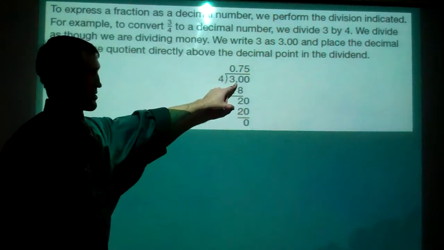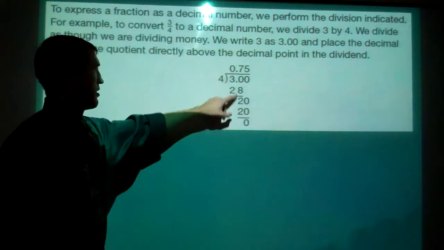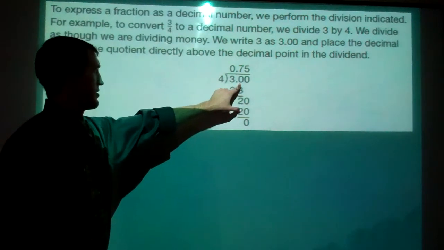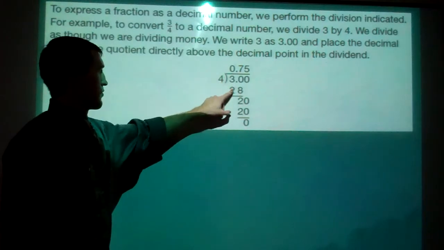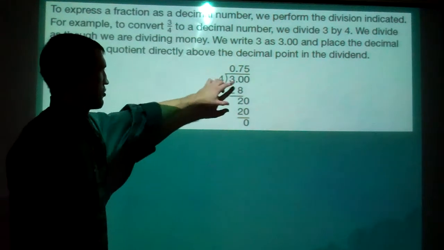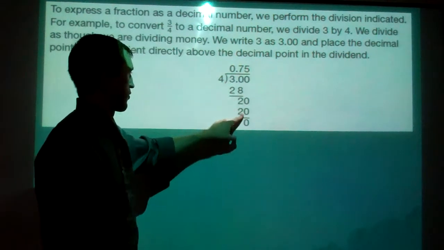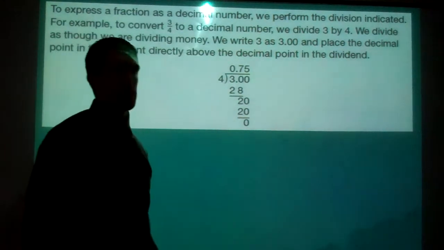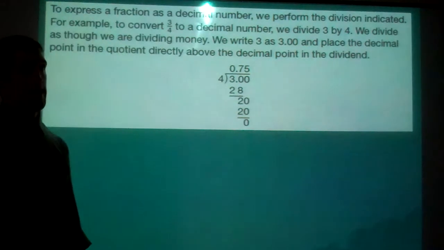So we need to put our decimal in here, because 4 does not go into 3, it goes in there 0 times. But we do know that 4 goes into 30, and that's 7 times. Make sure you bring that decimal up there. 7 times 4, we get 28. 30 minus 28, we get 2. Drop our 0 down. 4 goes into 20 5 times. 5 times 4 is 20. Subtract, we get 0. So, 3/4 as a decimal is 0.75. And we did that by actually doing the division.